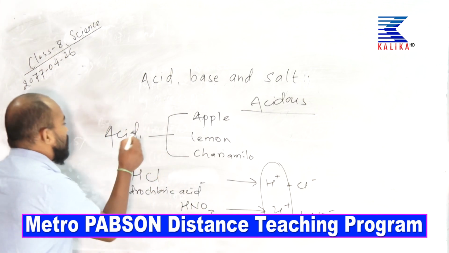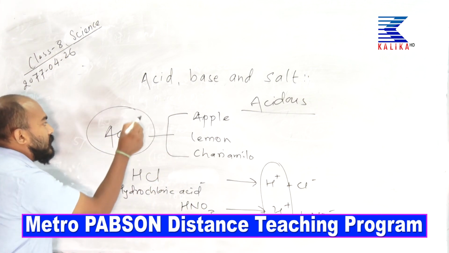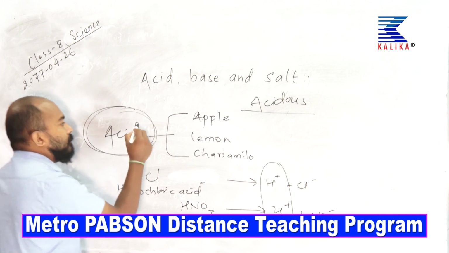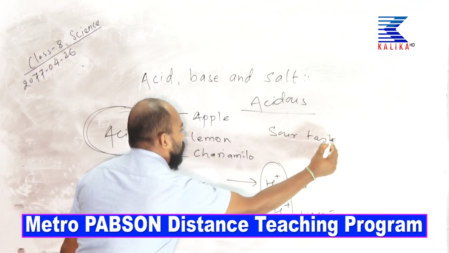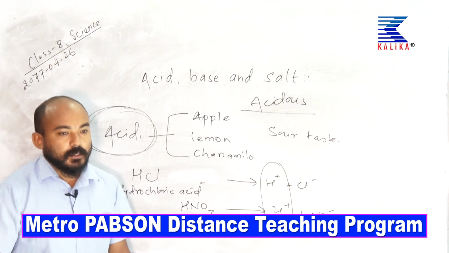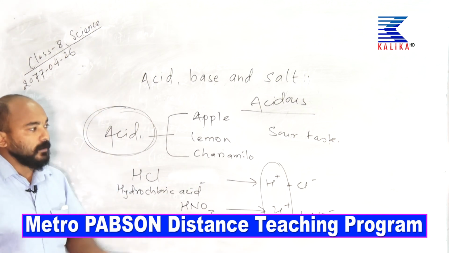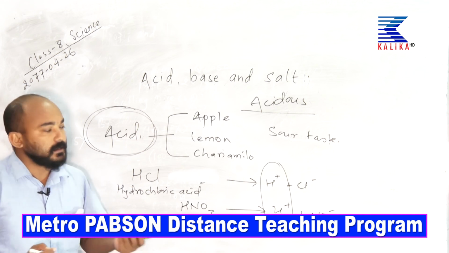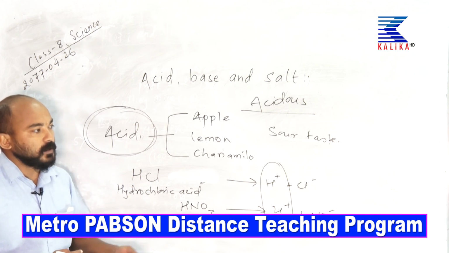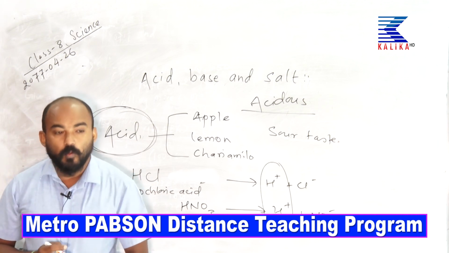Similarly, all acids must have the property of sour taste. We can see examples like sulfuric acid, carbonic acid, etc. These are the acids which give H+ ions when dissolved in water.